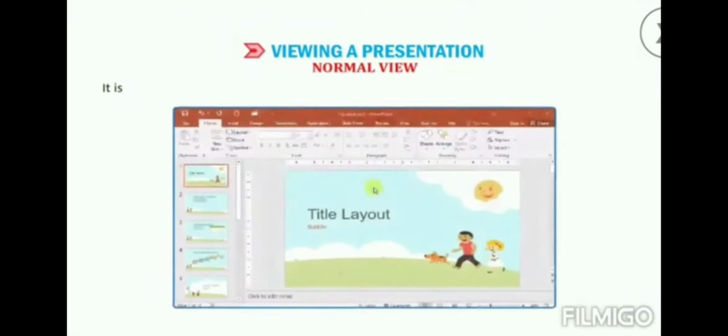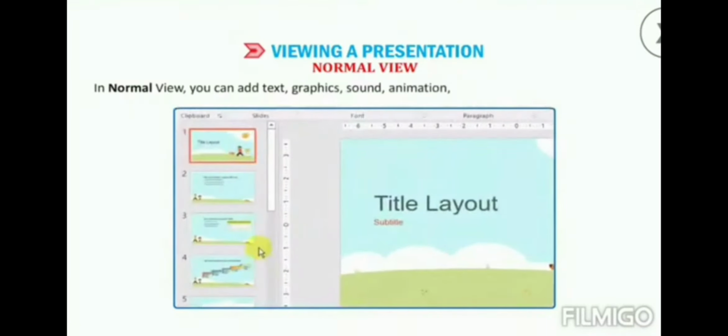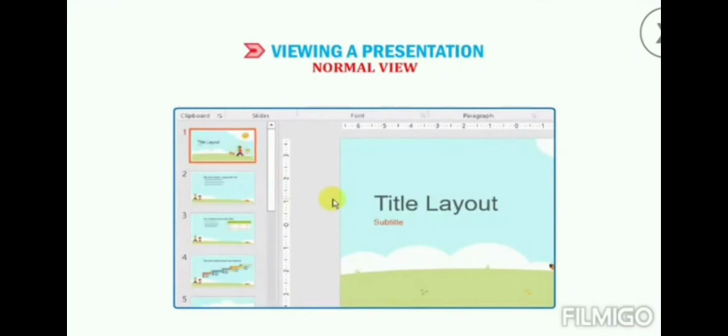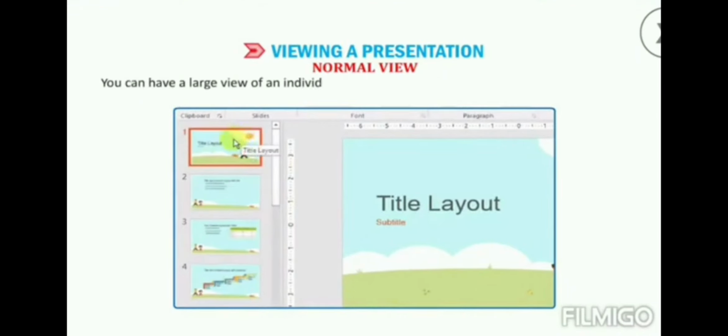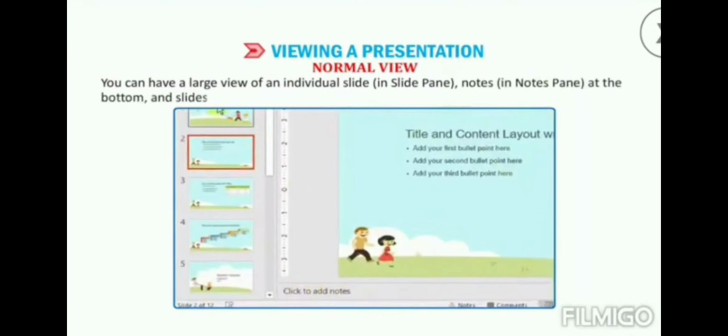Let me tell you about normal view first. It is the main editing view which is used to write and design the slides for the presentation. In normal view, you can add text, graphics, sound, animation and other effects to your slides. It has 3 parts. You can have a large view of an individual slide in slide pane, notes in notes pane at the bottom and slides displayed as thumbnails in slide navigation pane all at the same time.